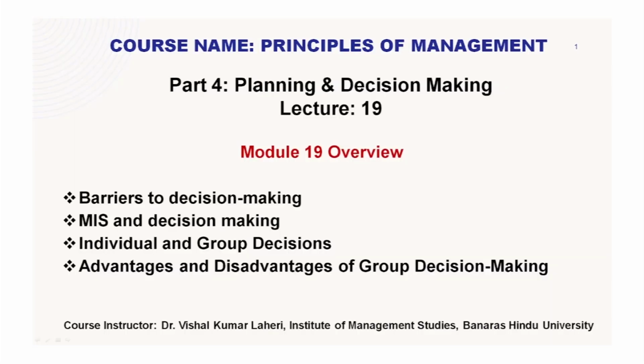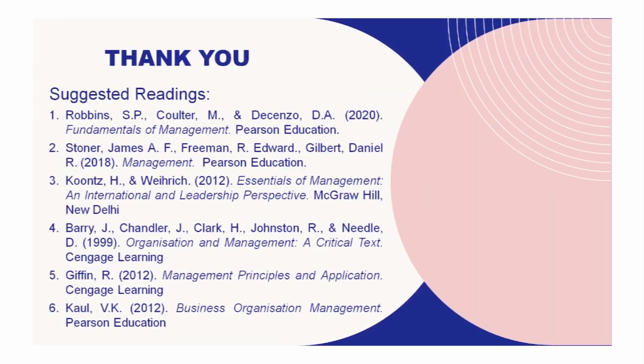So that's all for the session. In this session we have thoroughly discussed the controlling and decision making part, and we tried to understand what the barriers in decision making are. We have understood the concept of MIS, individual and group decision making, and lastly the advantages and disadvantages of group decision making. And these are some of the selected books. You can go through them. This will give you an idea about the different components of decision making.